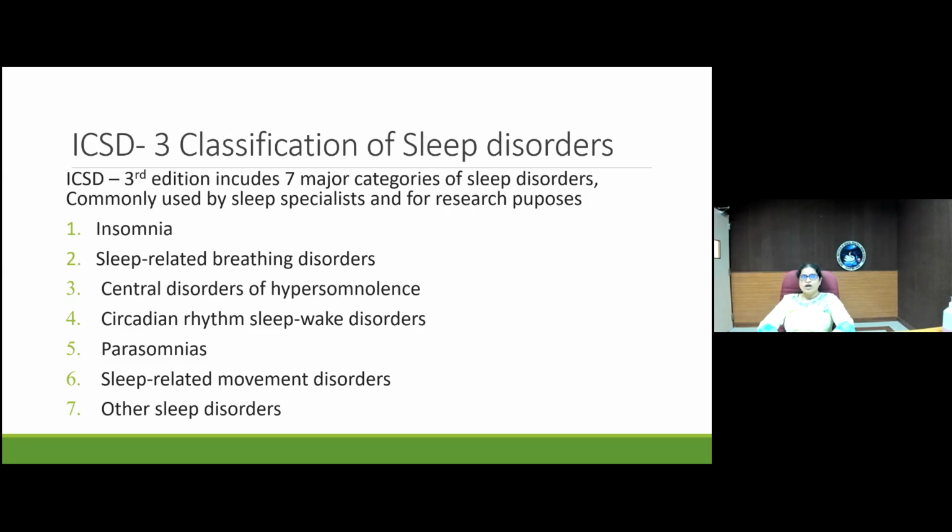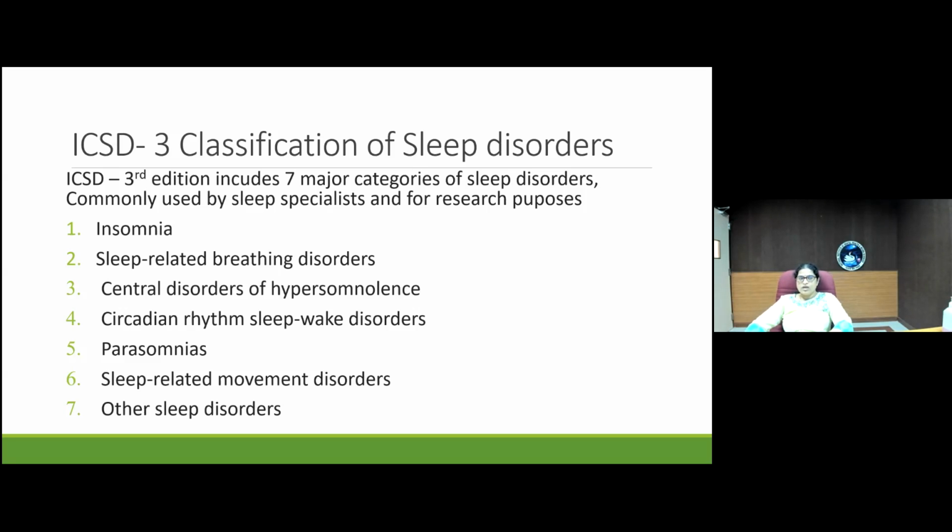Next, coming to the ICSD-3 classification of sleep disorders. ICSD third edition includes 7 major categories of sleep disorders. It is used by sleep specialists and for research purposes. The primary classifications described here are: first is insomnia, sleep-related breathing disorders, central disorders of hypersomnolence, circadian rhythm sleep-wake disorders, parasomnias, sleep-related movement disorders, and other sleep disorders.